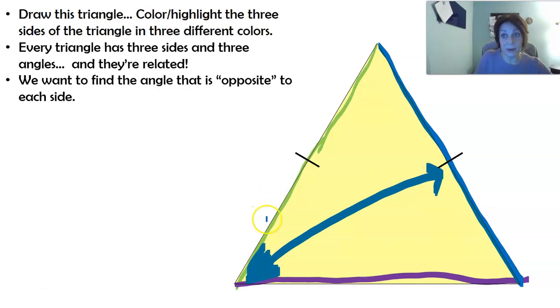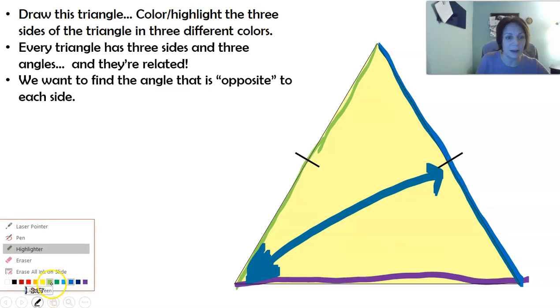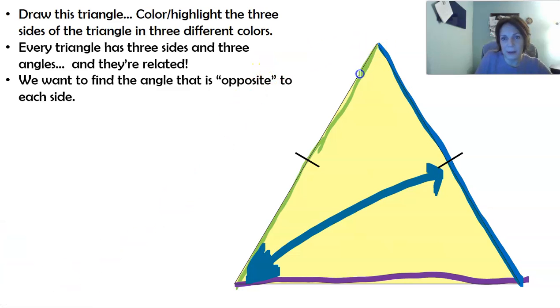But the easiest way to find it is to find the angle that doesn't touch the side, right? So there's 2 angles that touch this blue side, this one and this one. The angle that's opposite to it doesn't touch it. It's on the other side of the triangle. Okay. So if I want to find the angle that is opposite to my green side, I'm going to go to my green side and say, okay, well, I don't want this angle because it touches the green side. And I don't want this angle because it touches the green side. The angle that's opposite is going to be across the way. Right? So there's the angle that is opposite my green side.